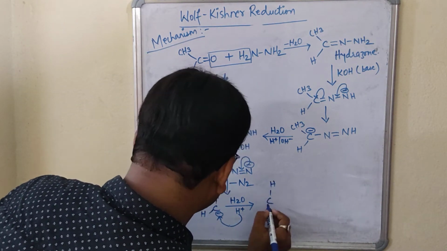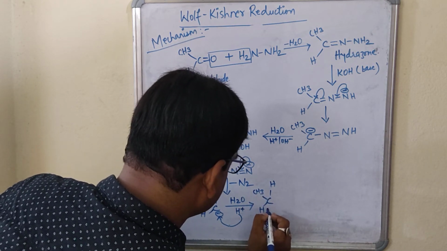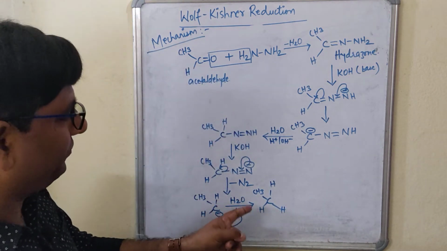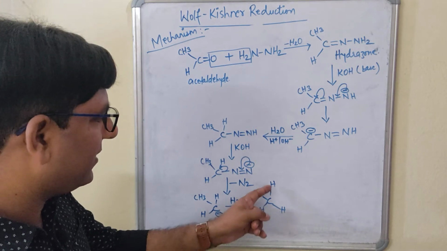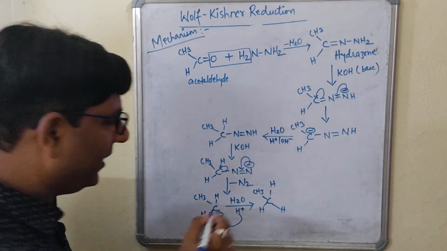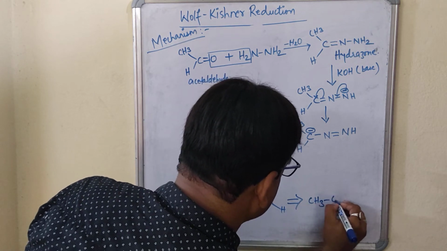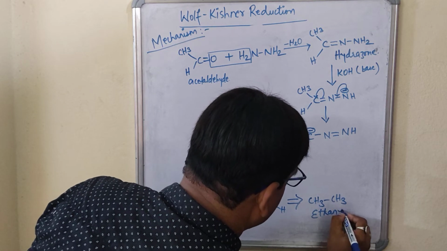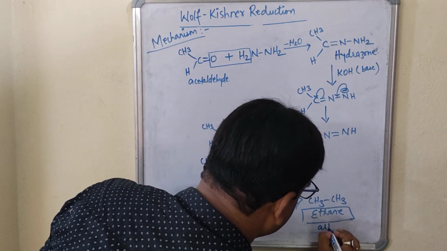Here it will be hydrogen, CH3, hydrogen, and one hydrogen that is being added over here. Now here you see, already the carbon is having a CH3, and now this carbon is having 1, 2 and 3. Means here I can write CH3, CH3. That is ethane. Right? This is ethane, that is the alkane.